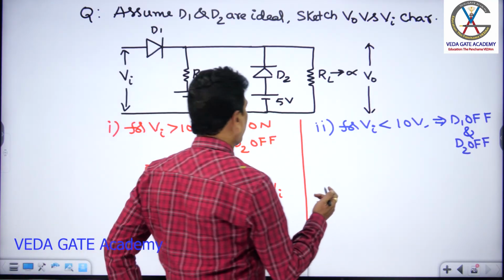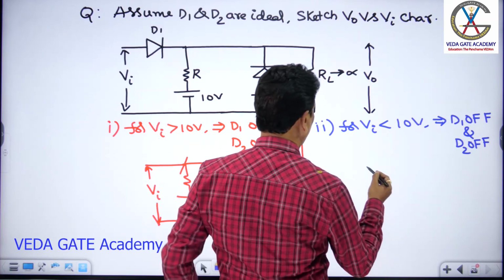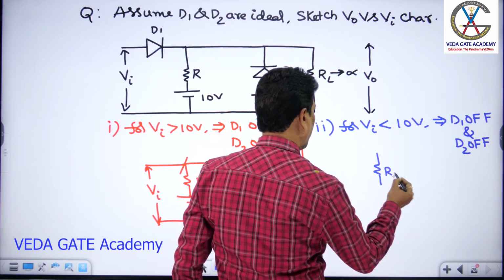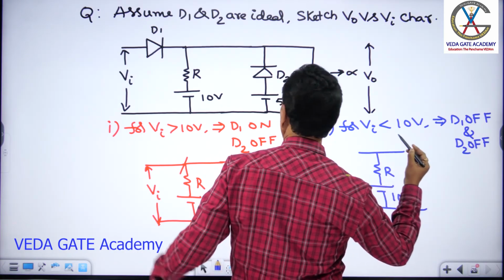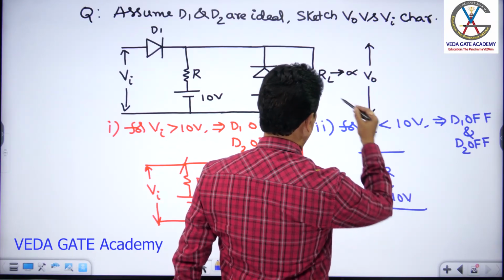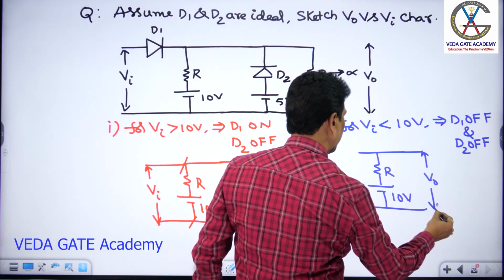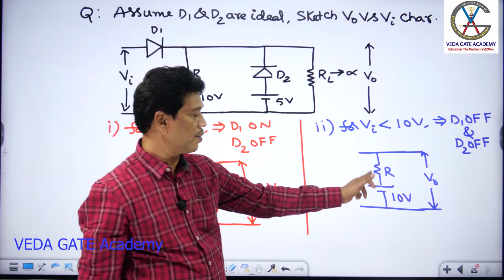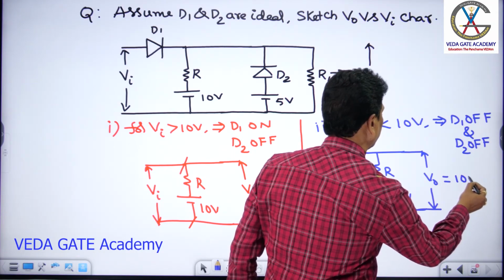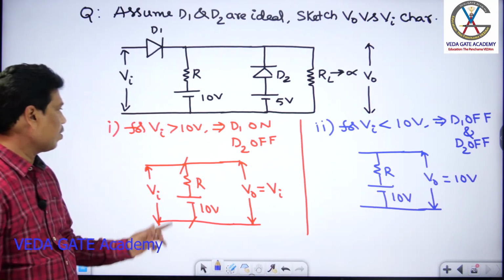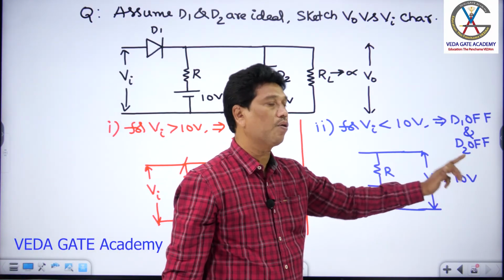Then the equivalent model may come like this. Va is already open, so no use there. This is R, this is the 10 volt. D2 is already off, so the battery is open, no use. Load resistance is infinite, meaning open. This is V0. So this circuit looks like an open mesh. In an open mesh, the IR drop is 0, such that V0 equals 10 volt. So confirm now: for Va greater than 10 volt, V0 equals Vi. For Va less than 10 volt, V0 equals 10 volt.